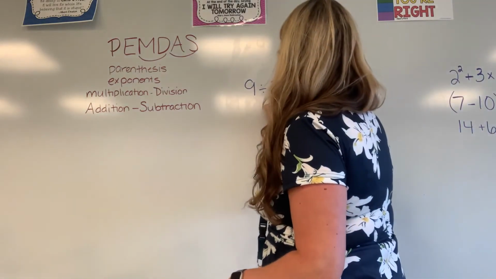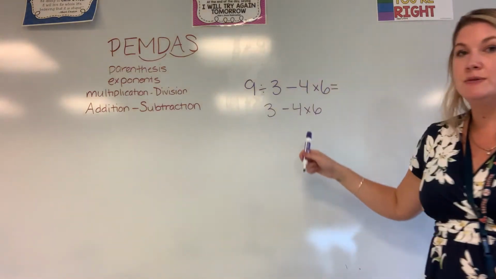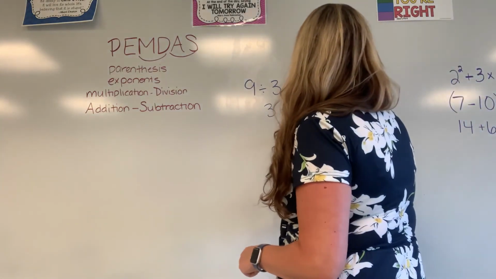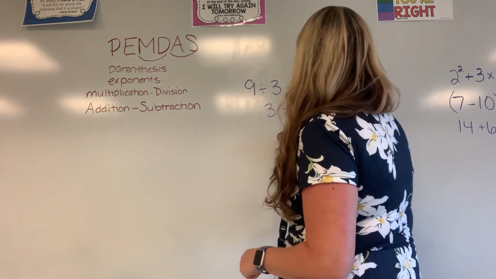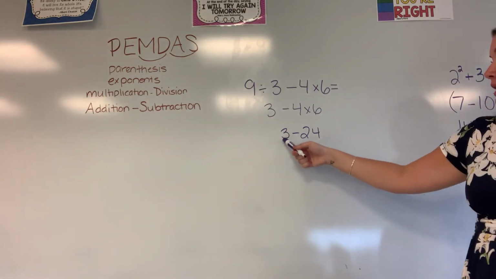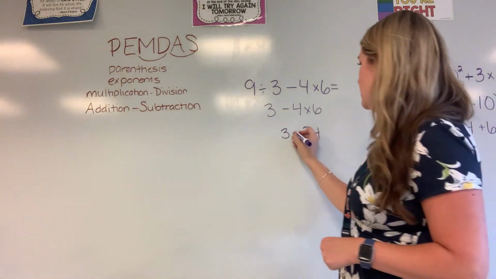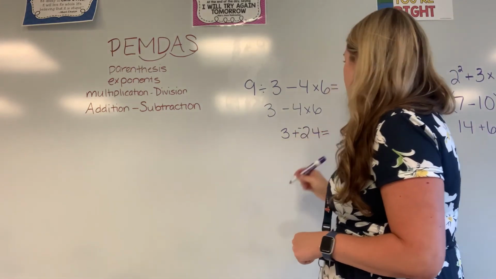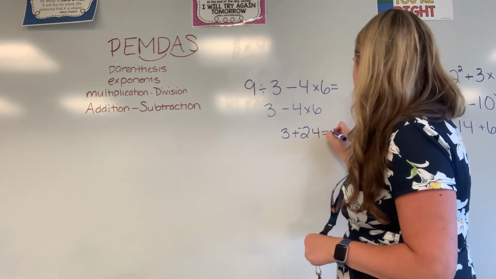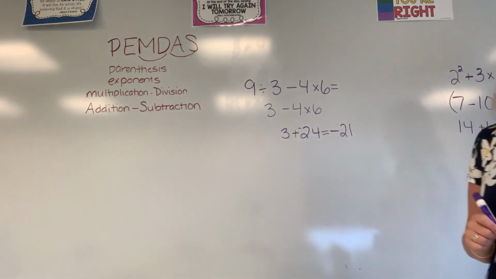9 divided by 3 is 3 minus 4 times 6. So now I have subtraction and multiplication. I'm going to do my multiplication first. 4 times 6 is 24. So I have 3 minus 24. Now, 24 can't go away from 3 without going into the negatives, so I keep change. And now remember my integer rules. I have more negatives than positives, so my answer is going to be negative. And 24 minus 3 is 21, so my answer to this one will be negative 21.